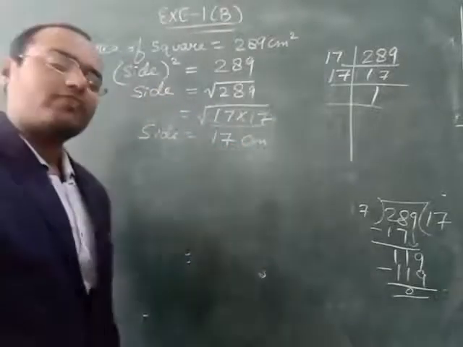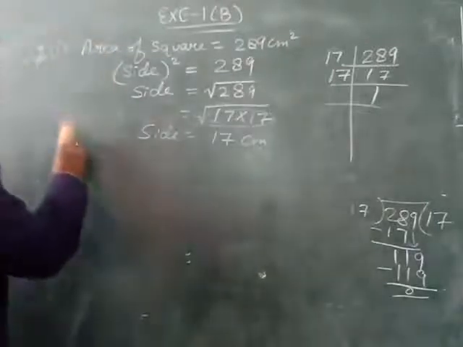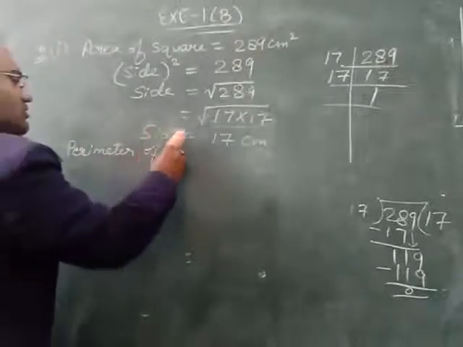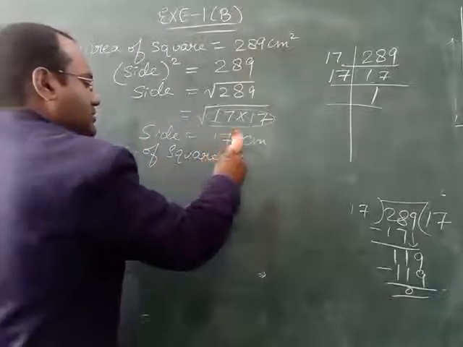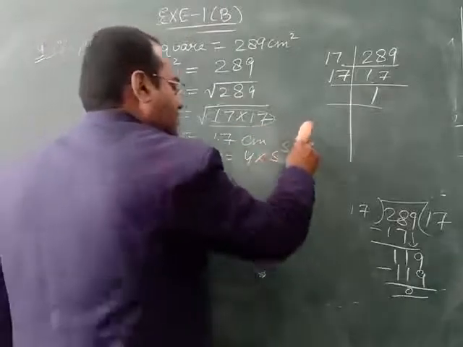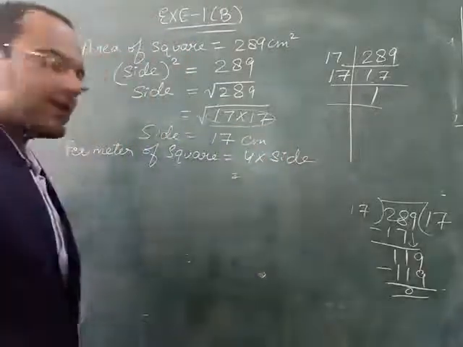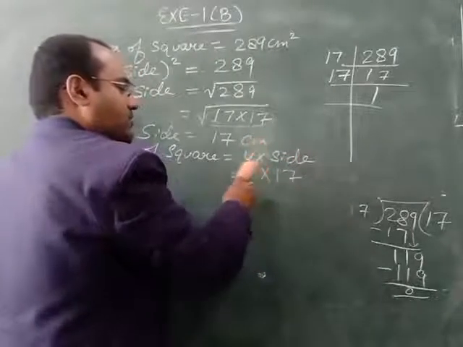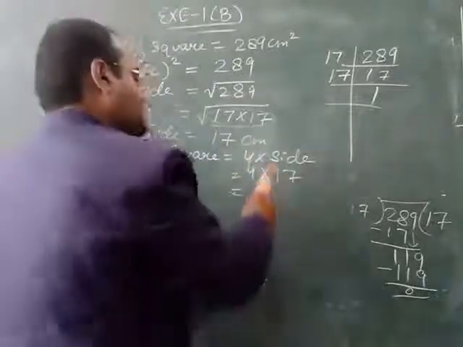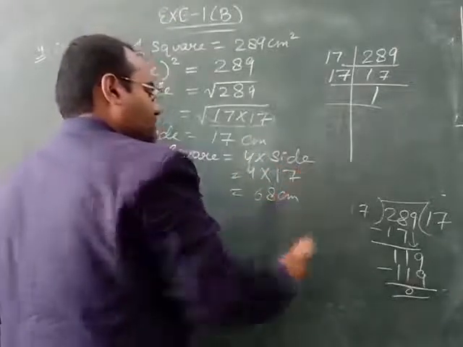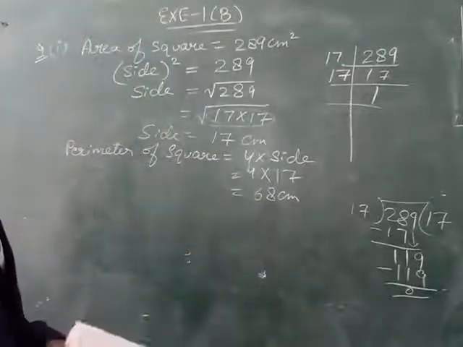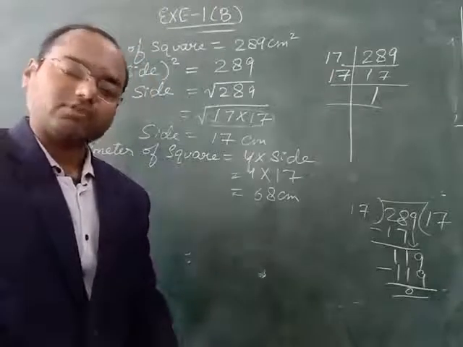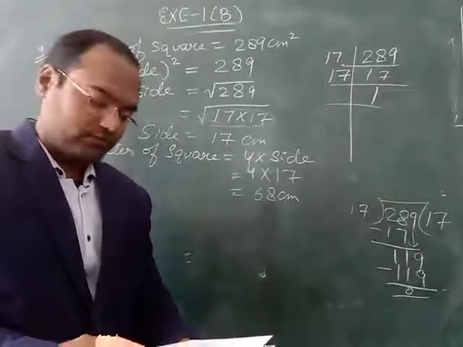But in the question we have to find the perimeter of the square. So now we have to use the formula for perimeter of square. Perimeter of square is 4 multiplied by side. This is the formula to calculate the perimeter of square. Now 4 multiplied by side, which is 17 centimeter. When we multiply these two, we will get 68 centimeter. So this is your final answer of question number 4, first part. In the same way you have to do question number 4 second part also and third part also.